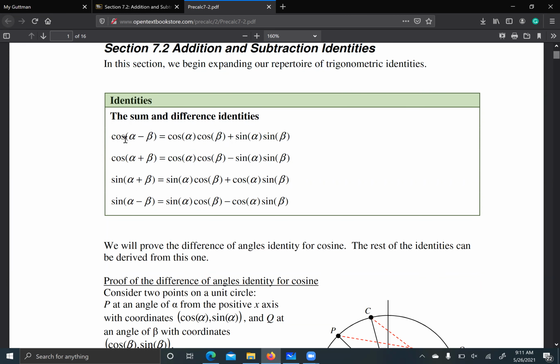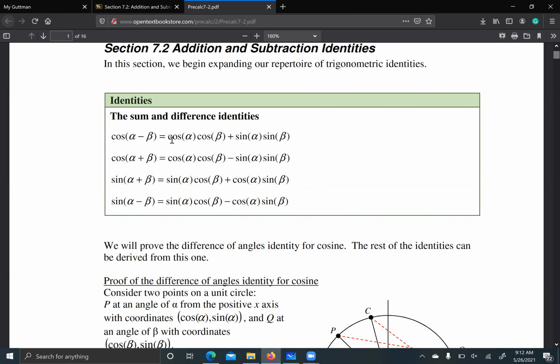For example, if you have cosine of the difference of two angles, that is equivalent to cosine of the first angle, cosine of alpha, times cosine of the second angle, plus sine of alpha, sine of beta. Or if you have the sine of the summation of two angles, it's going to be the sine of the first times cosine of the second angle plus cosine of the first times sine of the second angle.